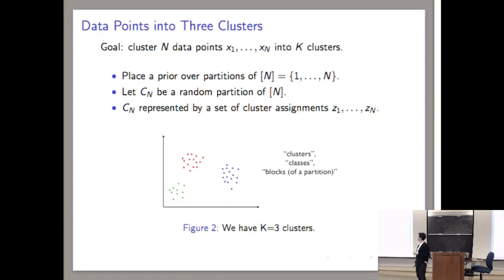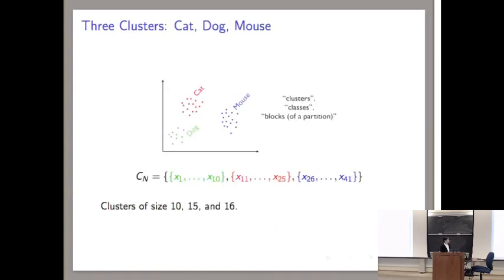Typically in Bayesian nonparametrics, we'll want to place some sort of prior over the partitions. I'll define [n] to be the set from 1 to n, and C sub n I'm going to define to be a random partition of [n]. C sub n is going to be represented by a set of cluster assignments, which I'll denote Z1 to Zn. These are known as clusters or classes or blocks of the partition. So here we simply have 3 clusters or 3 blocks. In a simple example, these could be represented by cat, dog, and mouse. And in terms of the random partition, they could be broken up into the sets of the different data points that we have, where the cluster sizes respectively for this trivial example are 10, 15, and 16.